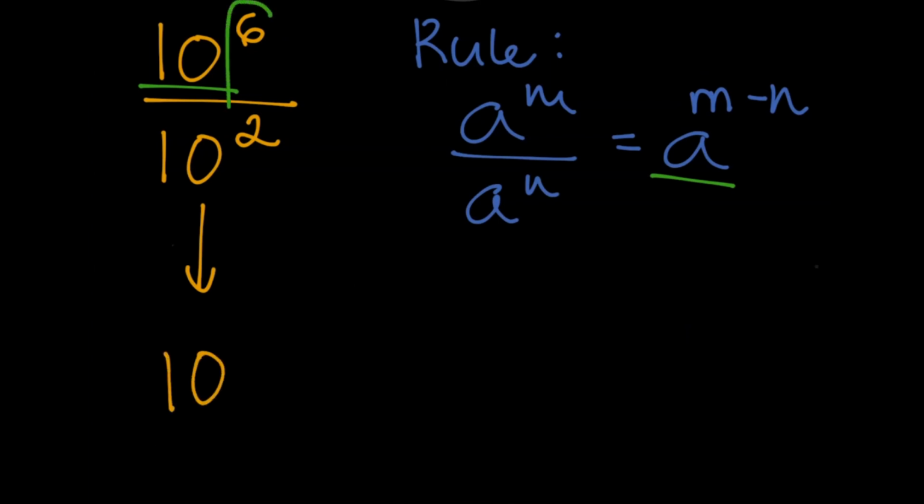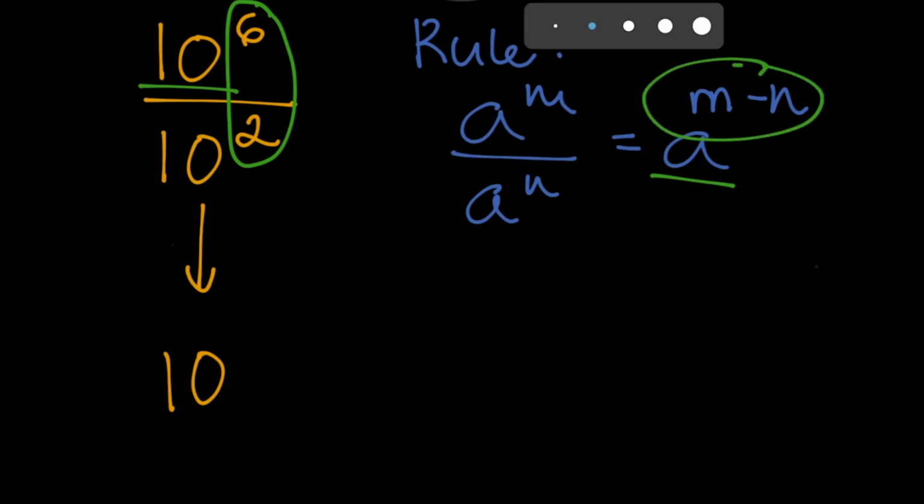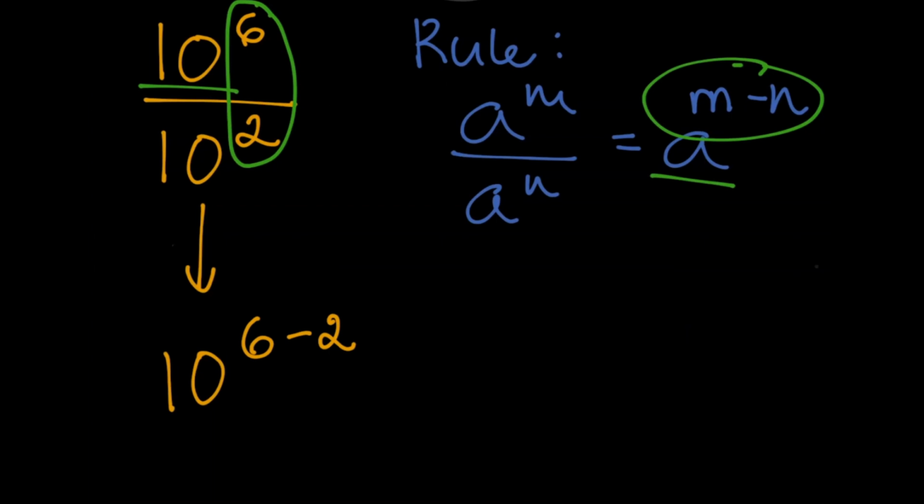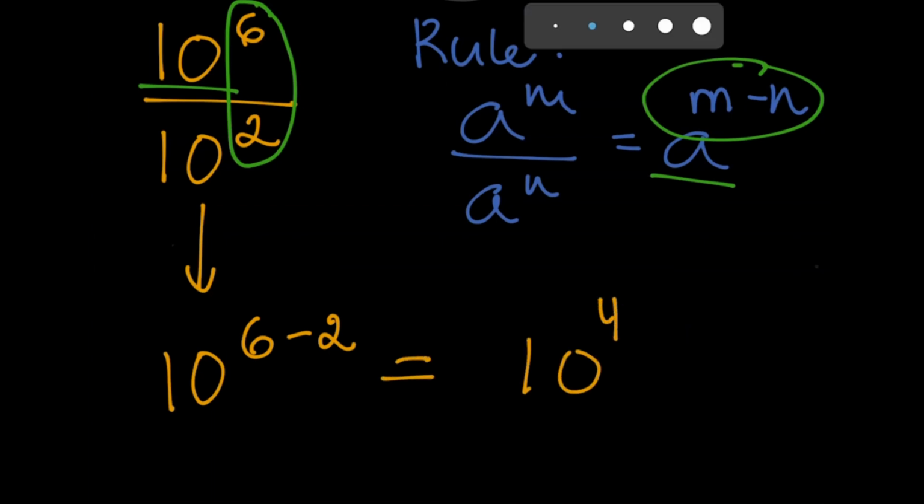Then we're going to apply the law of quotients, and we're going to subtract our exponents from each other. So 6 minus 2. So what we get is 10 to the power of 4.